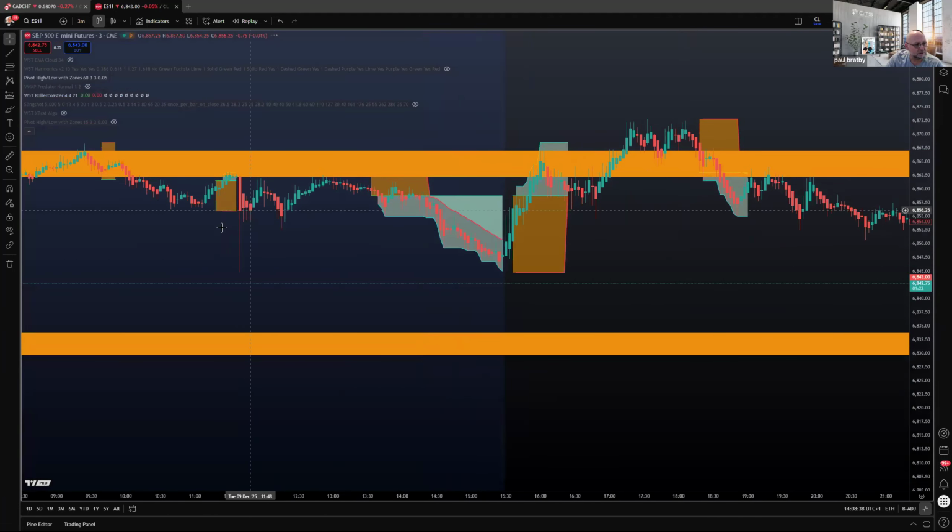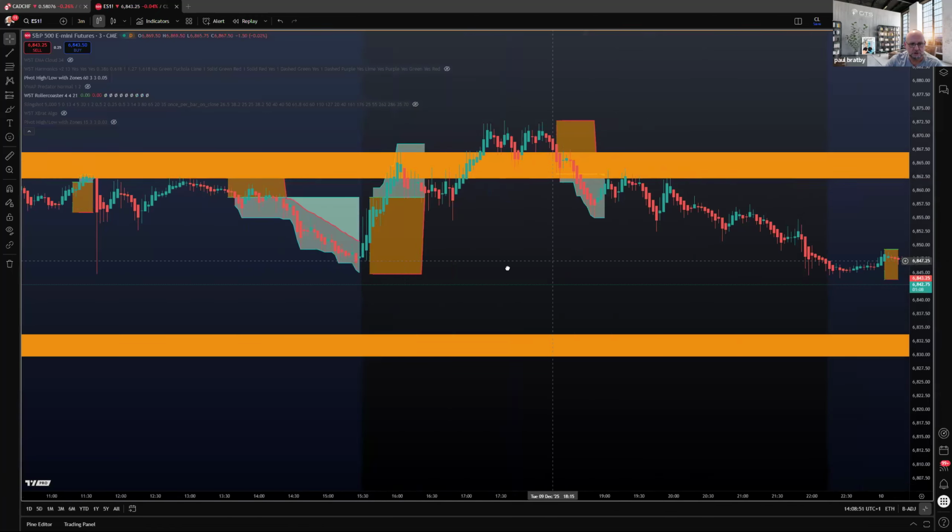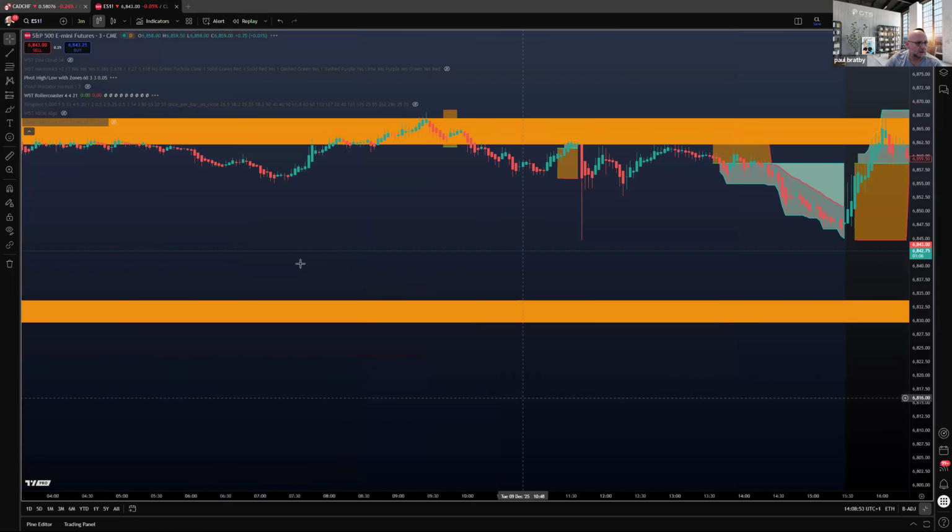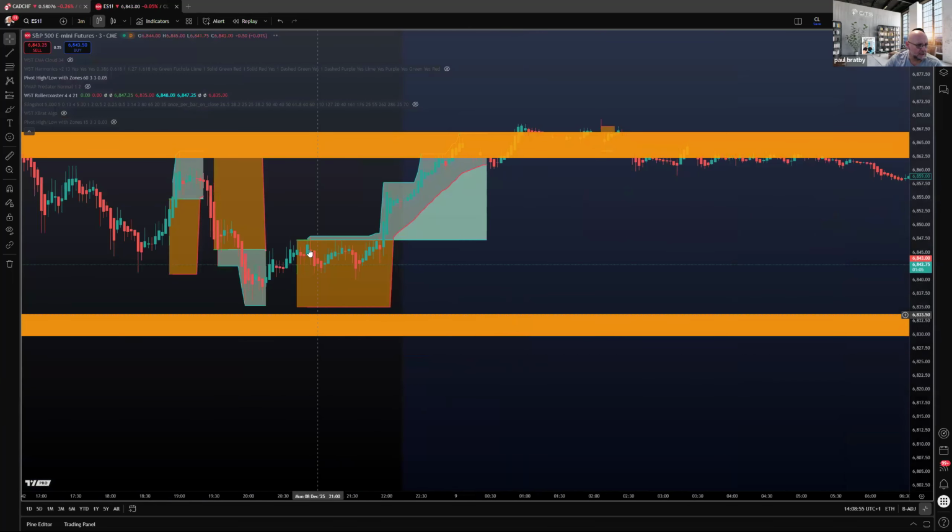So here again, look at this. Coming up to test this 60-minute zone. Fails, gets a roller coaster short. Boom, away you go. This roller coaster long, you're going into resistance. Don't take it. It runs out of juice. Okay. So again, here you get a long. You've got a decent risk reward to the next zone. You take the long and you take the profit at the next zone.